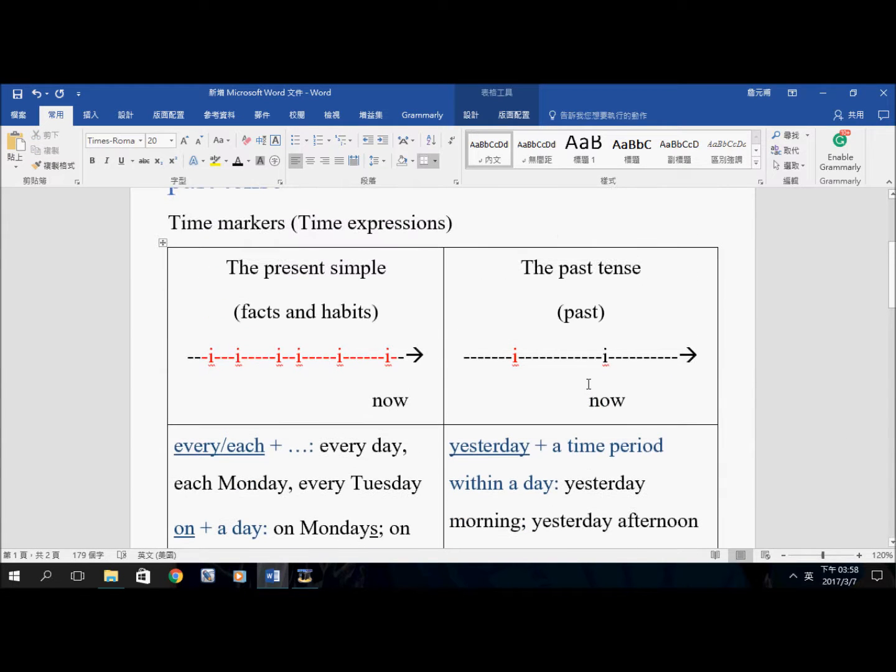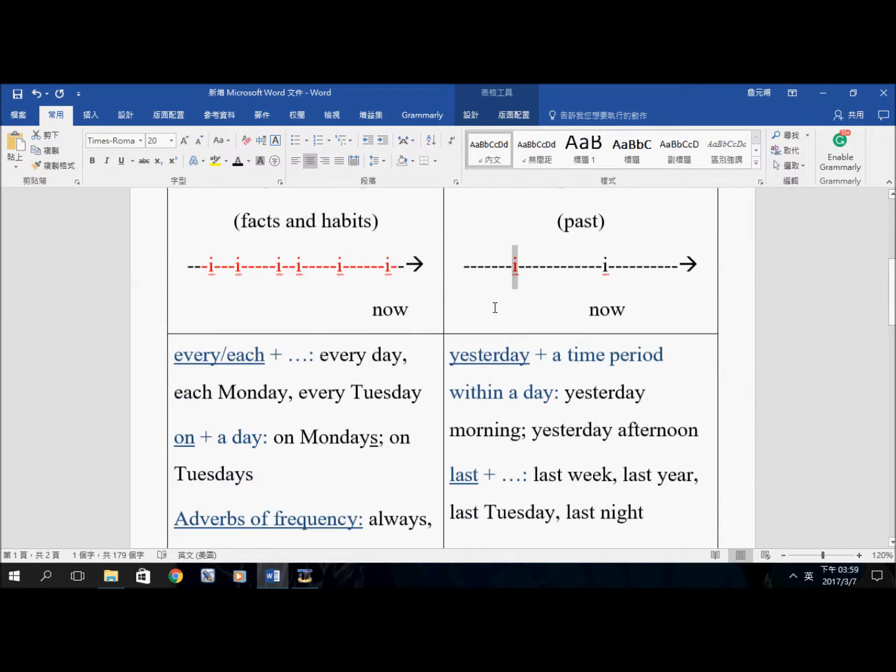So let's go back to the beginning. The present simple tense, we use that to talk about two things, facts and habits. Facts are what's constantly true. Habits are what happens regularly. As for the past tense, we use it to talk about things in the past. They are no longer true at the moment of speaking. They are what happened in a certain period of time in the past. Let's move on to the next section.